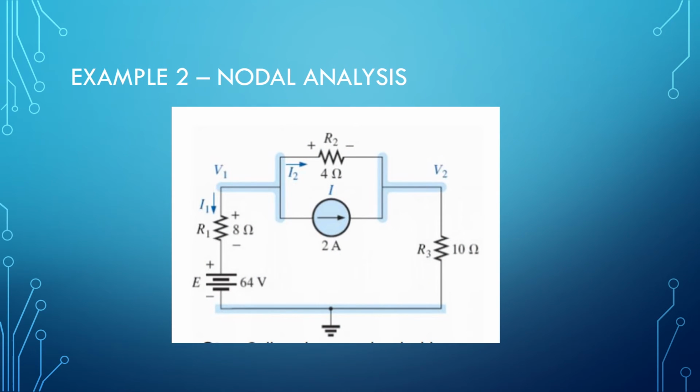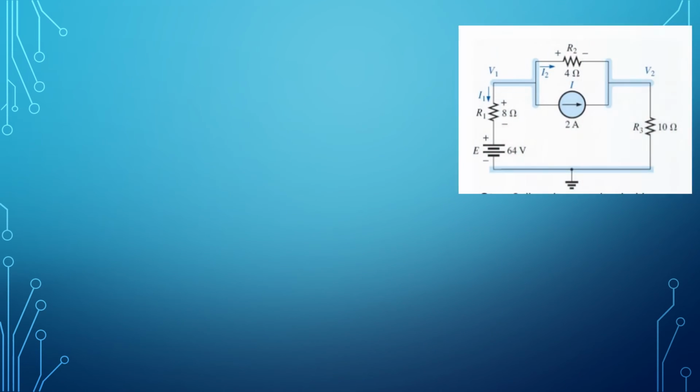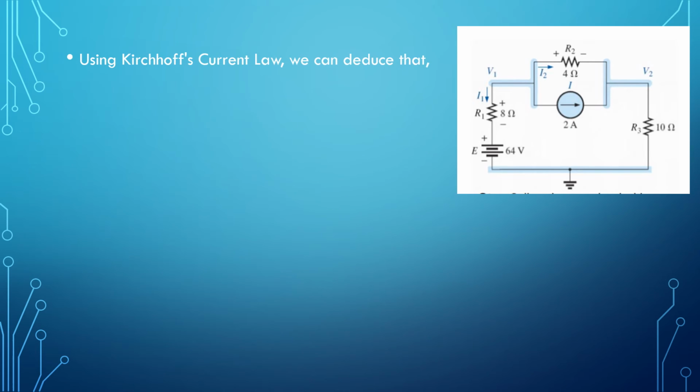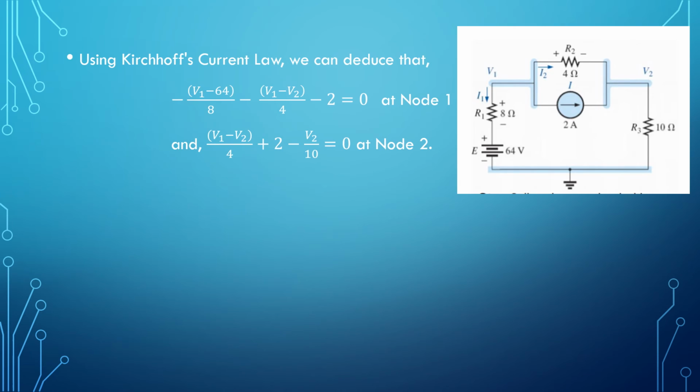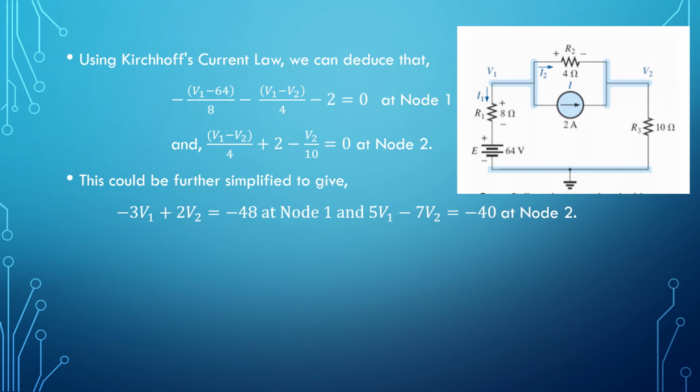Apply this method to nodal analysis in electrical circuits. The thick blue lines seen above here are the nodes of the circuit. Using Kirchhoff's current law, we can deduce that the currents coming into and out of node 1 equal 0, and the currents coming into and out of node 2 are equal to 0 as well. These equations could be further simplified to give this at node 1 and this at node 2. In matrix form, it is as above.